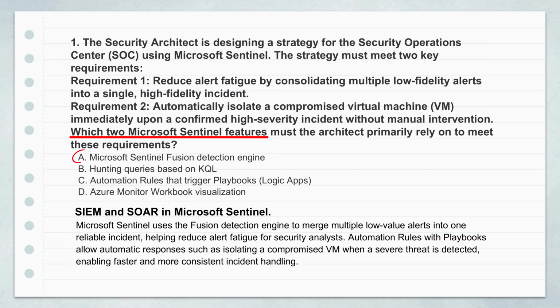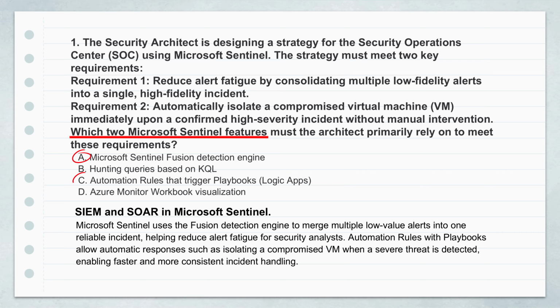SOAR takes the baton right after Fusion confirms a high-confidence incident. In Sentinel, we use automation rules that trigger playbooks. These playbooks are actually built on Azure Logic Apps. Right, the workflow engine. Exactly. So for a really high-severity confirmed threat, the playbook can immediately execute a pre-approved response, like automatically isolating a compromised virtual machine, pulling it off the network. Without waiting for an analyst to even see the alert, maybe? Correct. No waiting for someone to wake up, log in, click a button.